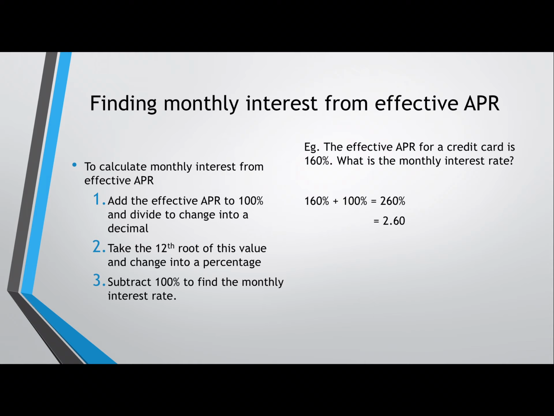We now need to take the 12th root of that value and change it into a percentage. The 12th root of 2.60 gives me 1.08288, which when we change it into a percentage, we get 108.29%. We subtract the 100% again, so we have 8.29% as our monthly interest rate. It's only 8.29% a month, which doesn't seem like very much. But over the course of a year, with the fact that it's compounded month to month, we end up with a much higher rate at the end of the year.